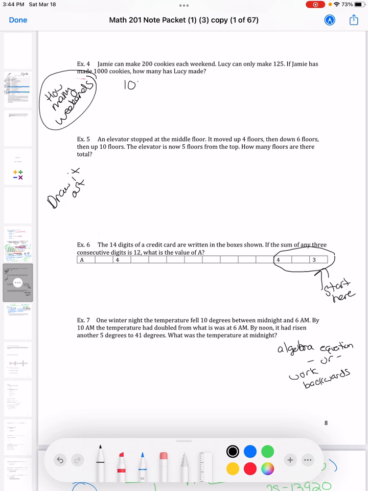So I said figure out how many weekends there were. If there were 1,000 cookies total and we made 200 each weekend, I'm thinking about that each or per, thinking about dividing that up, that means that there were 5 weekends of cooking. The first weekend she made 200, then 200, then 200, then 200, then 200 to get to 1,000. All right. So if there were 5 weekends, Lucy made 125 each weekend. So I'm going to multiply that by 125 and get 625 cookies. And so that's the answer for this one.